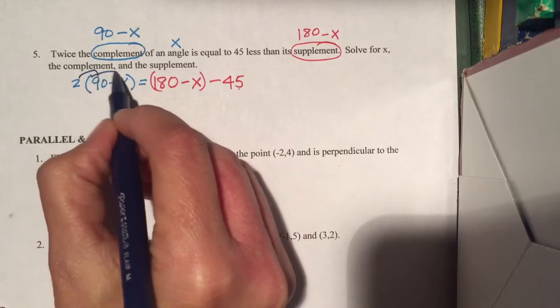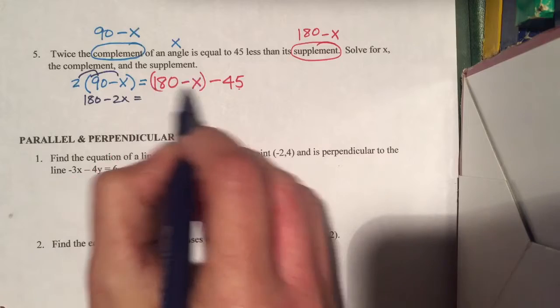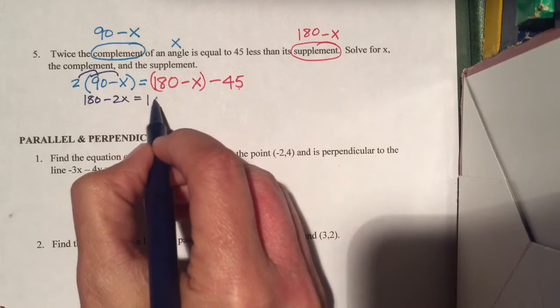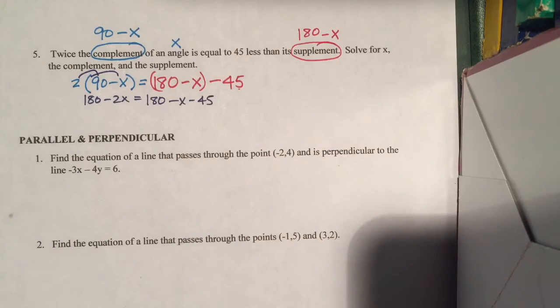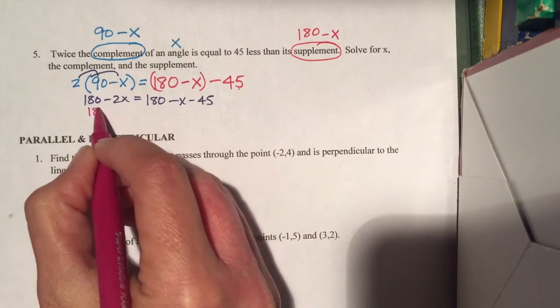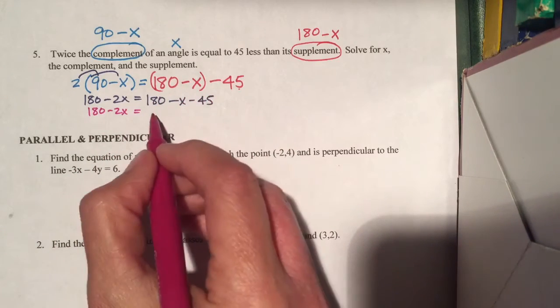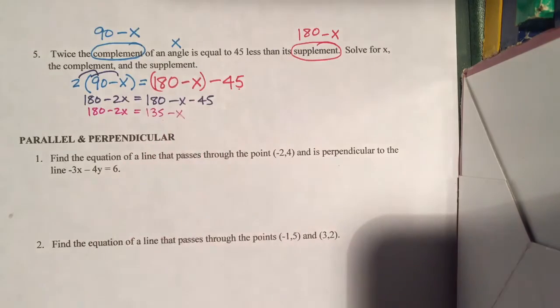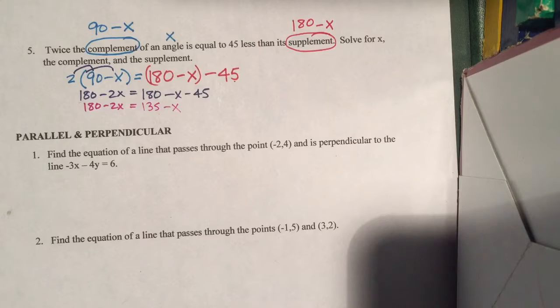So I'm going to use the distributive property here. I've got 180 minus 2x. These parentheses can go because there's no multiplication. So we have 180 minus x minus 45. So what you do next is I'm going to combine the like terms. So I've got 180 minus 2x on this side and 180 minus 45 on this side, which gives me 135 minus x. You could have also just crossed the 180s off of each side, because if it's a balanced equation, you can cross the same amount off, but we're not going to do that.